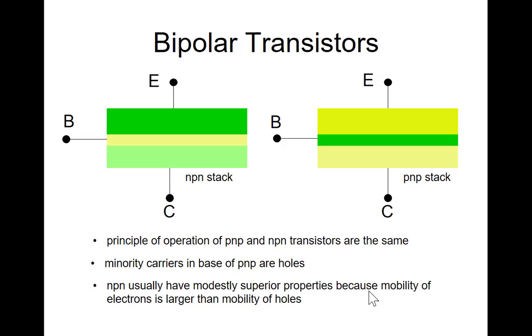Principal operation of PNPs are the same. You forward bias the base emitter junction. You inject, in this case, holes into the base region, and you reverse bias the base collector junction, and those holes are now again attracted to the collector. If you look at the performance of an NPN and a PNP transistor, everything else being the same, the performance of the NPN transistor is usually modestly better than that of the PNP transistor, primarily because the mobility of the electrons is higher than the mobility of the holes. Similar thing we observed for MOS devices.